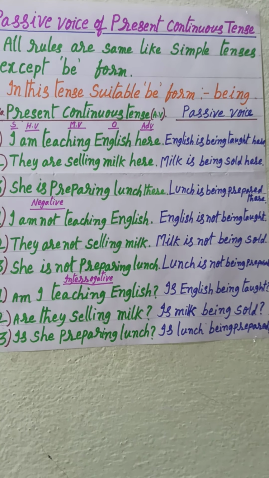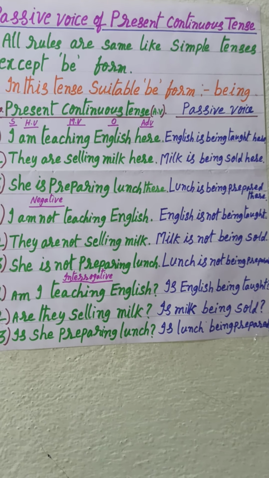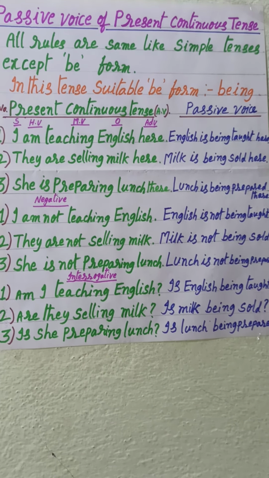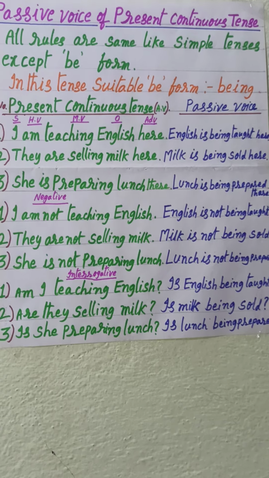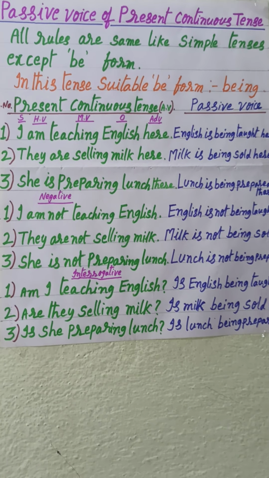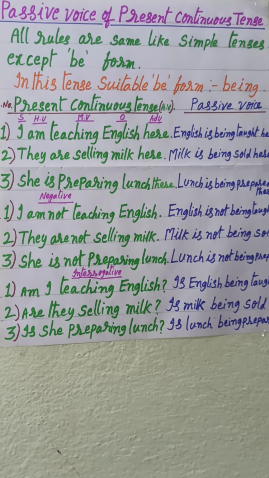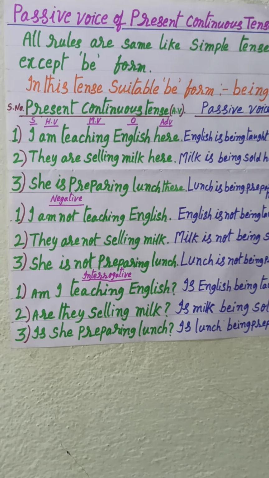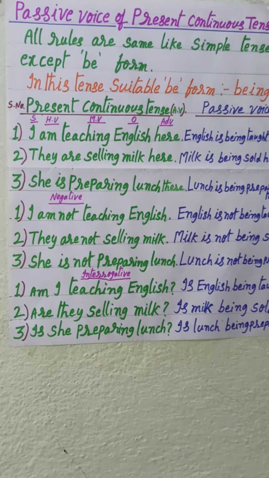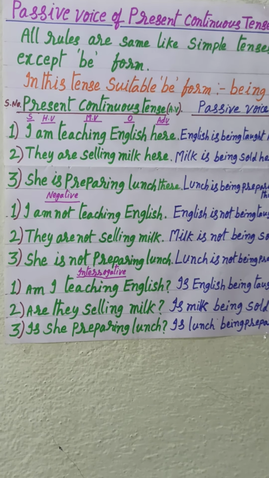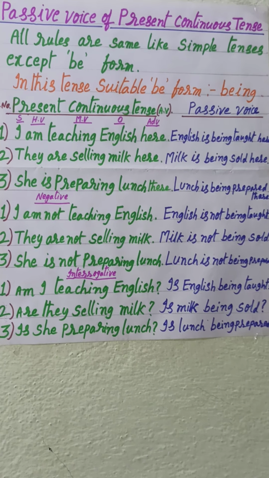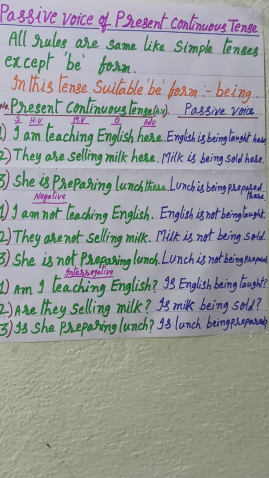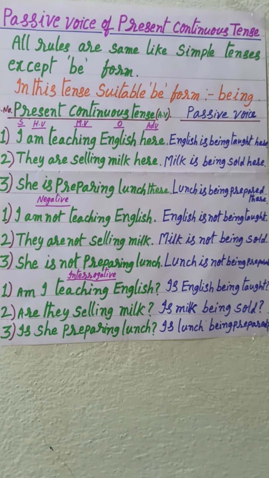Here milk is singular, so use the helping verb is. They is plural, so we use the helping verb are. The third sentence, is she preparing lunch? In the passive, is lunch being prepared? And add a question mark.